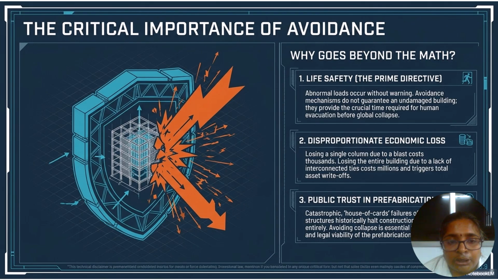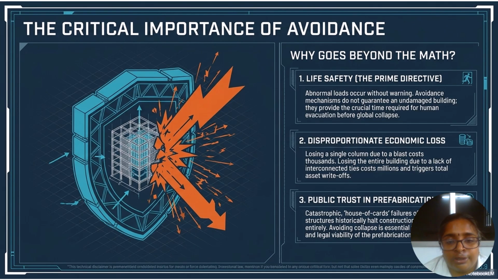The next, the critical importance of avoidance of progressive collapse. Why does it go beyond the math? Because life safety is the prime directive, and abnormal loads occur without warning. Avoidance mechanisms do not guarantee an undamaged building. They provide the crucial time required for human evacuation before global collapse.